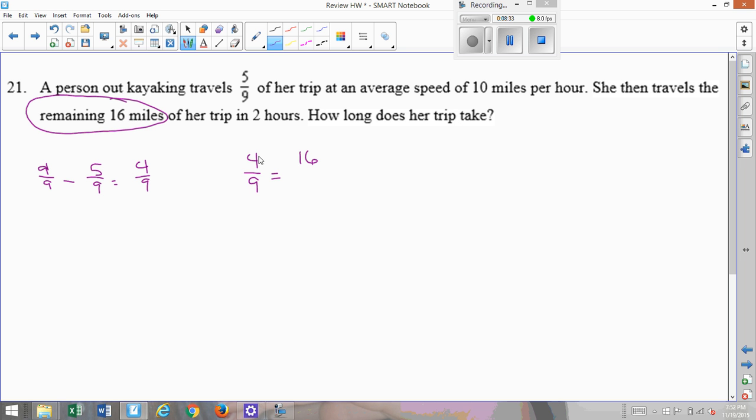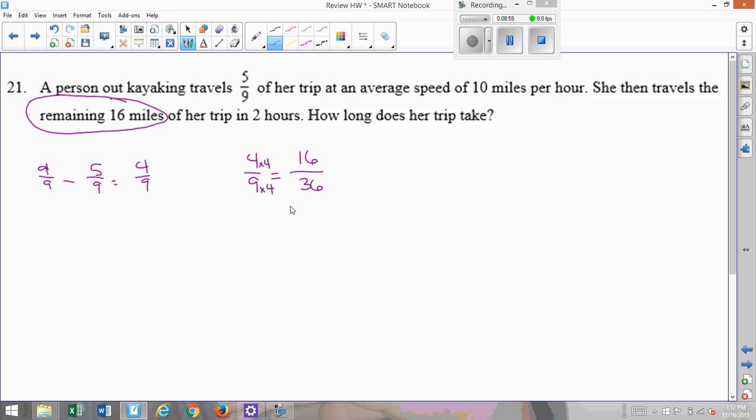part, and the number 4 is a part. So we set our part to our part, and now we don't know how many total miles were in that kayaking trip, but we can figure it out if we set this ratio up. So 4 goes into 16 how many times? Well, 4 times 4 equals 16. 9 times 4 is going to be 36.